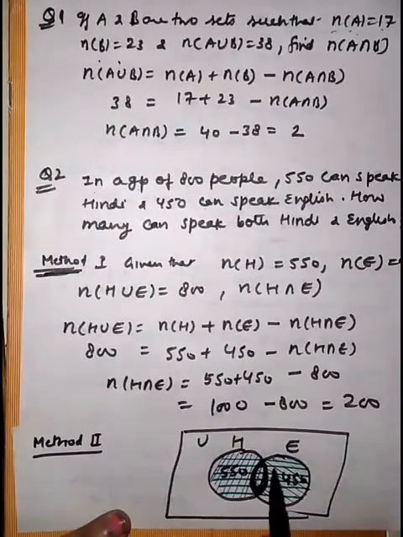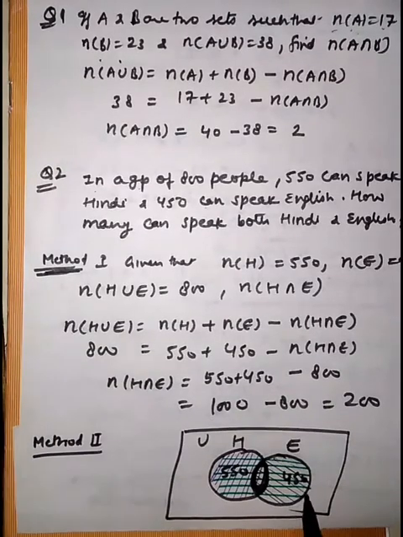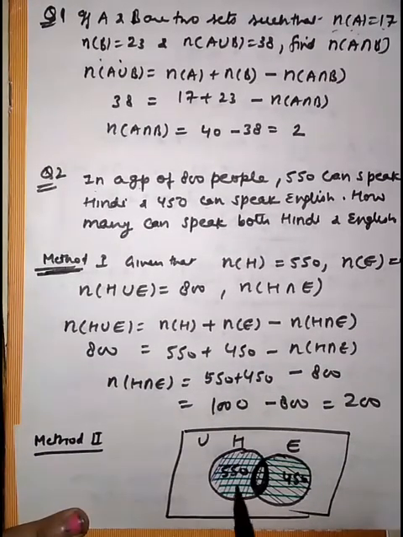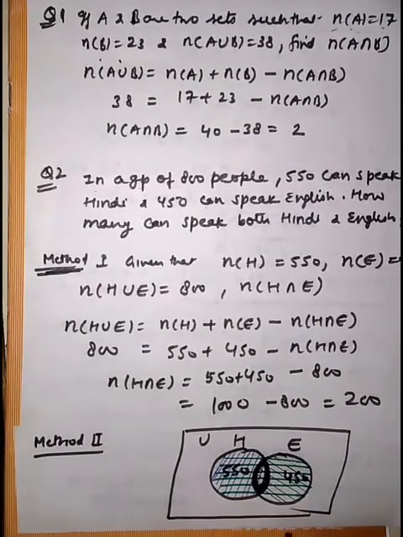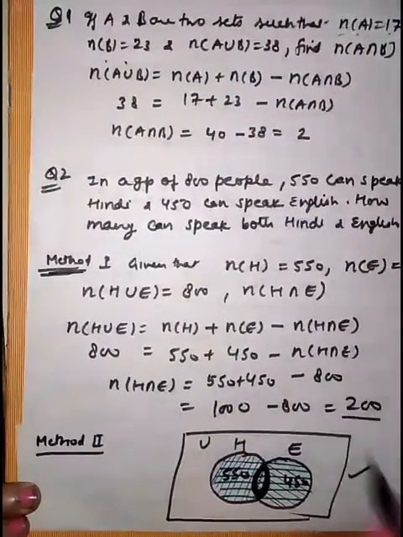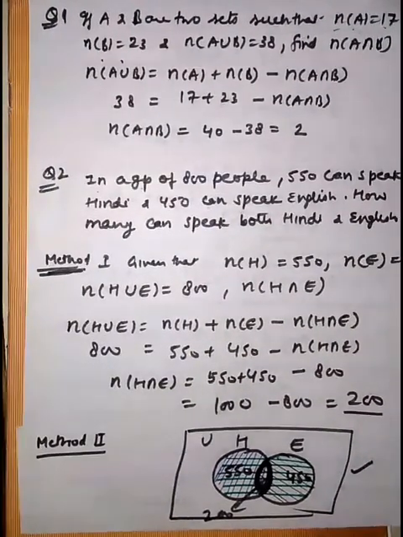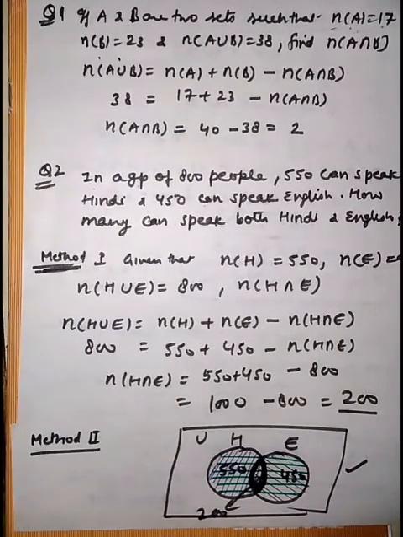So if you want to find this common portion, what do you do? You have to subtract the total from n(H) plus n(E). So 550 plus 450 minus 800, since this is the bigger value. So you get this common portion, and it comes to 200. So this is the Venn diagram of this question. Here you can find this value is 200, right? So you can solve the question by both methods.